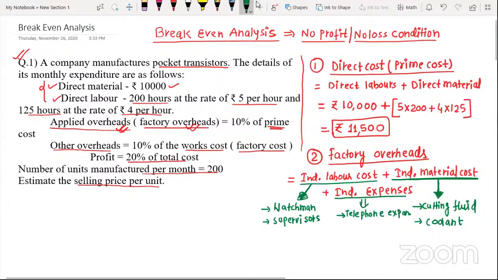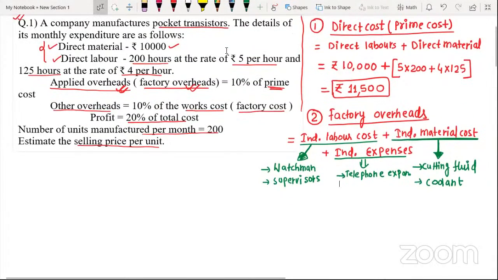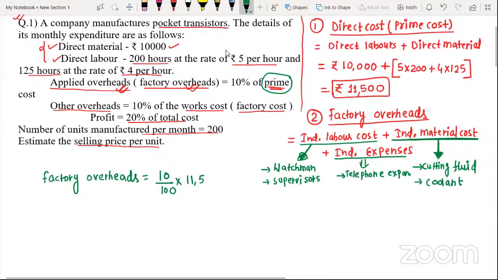So these are the factory overheads, and they are saying that the factory overhead is 10% of the prime cost. The prime cost is also the direct cost. So we can find the factory overheads as 10% of the prime cost, and the prime cost is 11,500 rupees. So how much are we going to get?